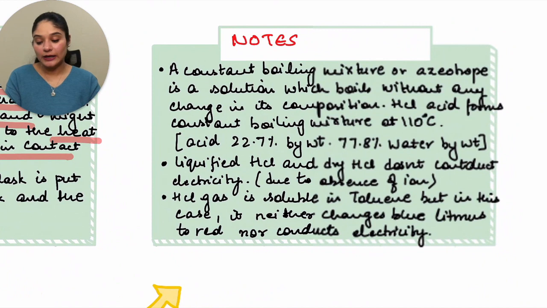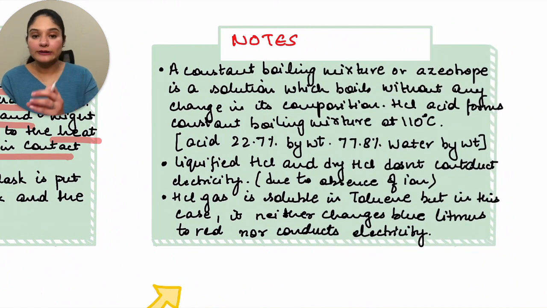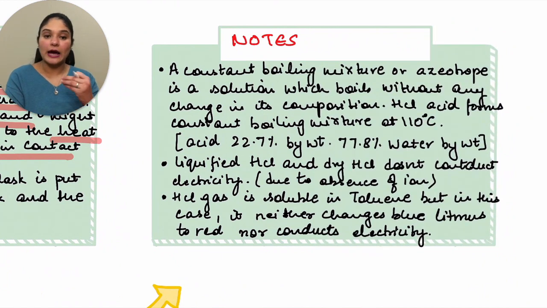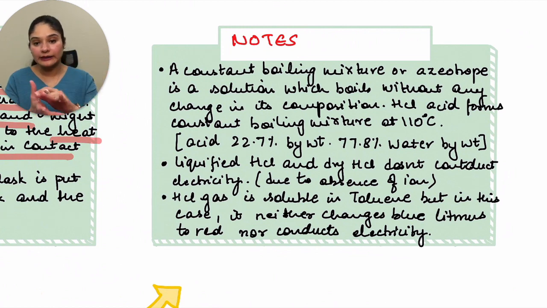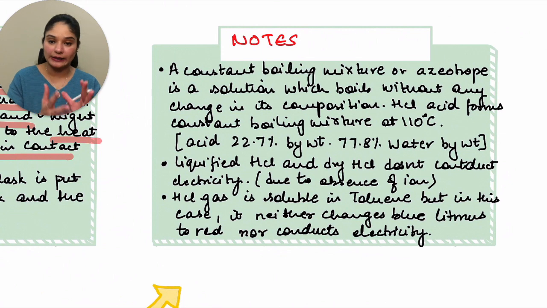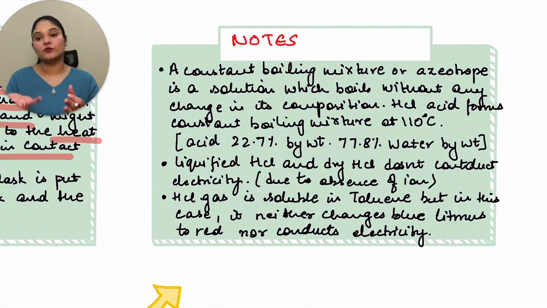Now let's look at a couple of points. A constant boiling mixture or azeotrope is a solution. What happens is that you have water, and you keep dissolving HCl gas. Now there comes a point where HCl gas does not dissolve anymore. At this point, even if you are heating up the water, it becomes constant. No more HCl gas is dissolved in it.